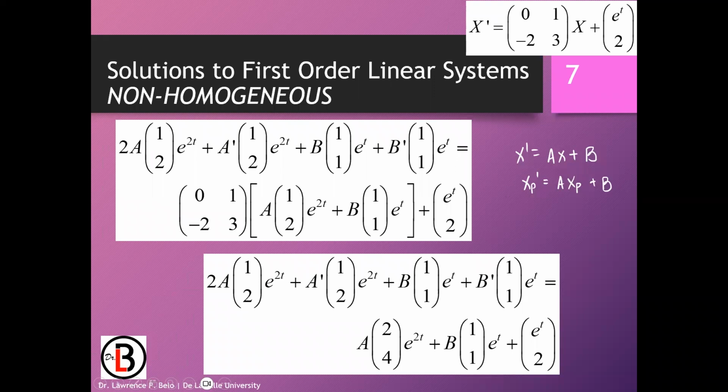Now, recall that in solving this, this is always row by column. So 0 times 1 plus 1 times 2 is 2. Negative 2 times 1 is negative 2. 3 times 2 is 6. Negative 2 plus 6 is 4. That's why you have 4 at the bottom.